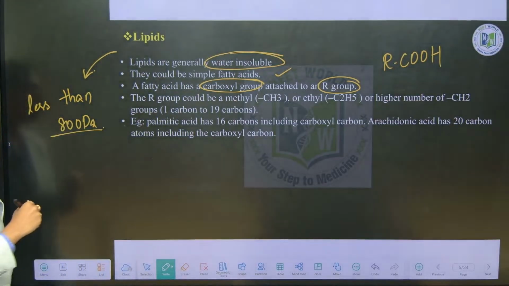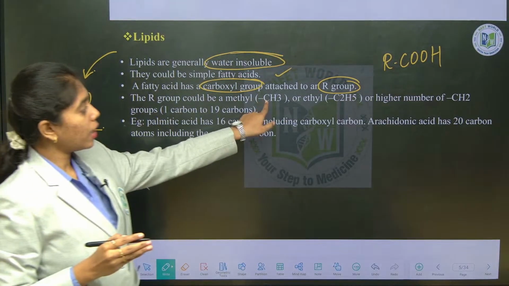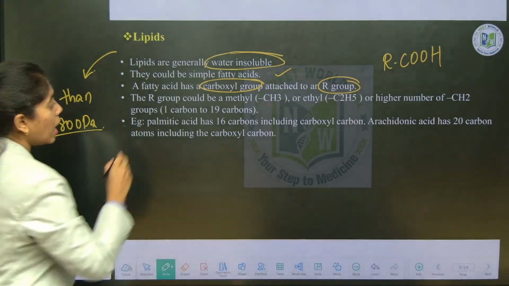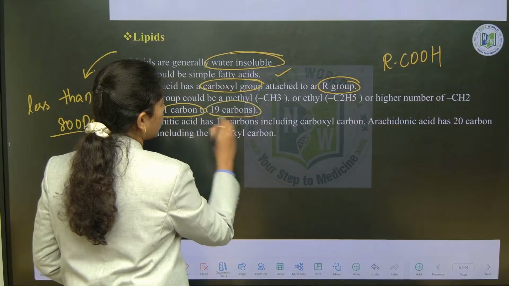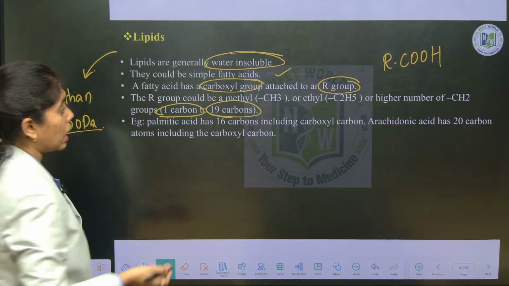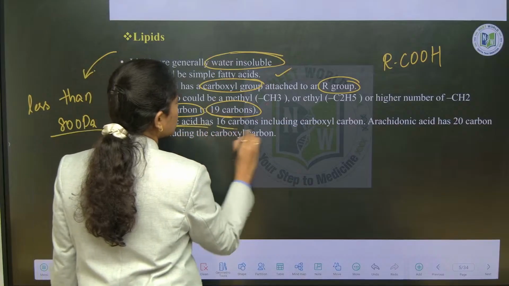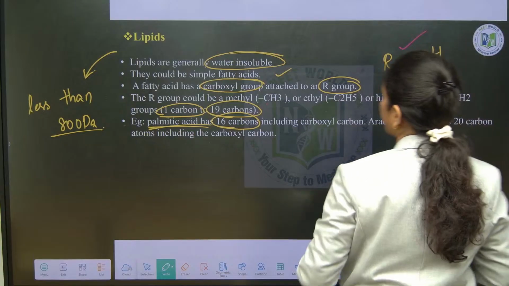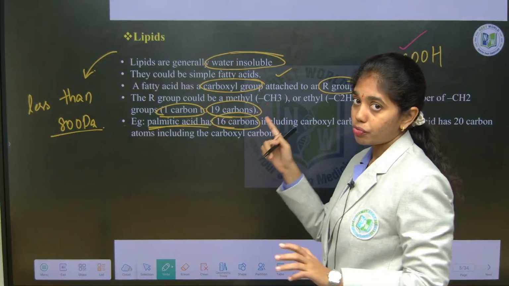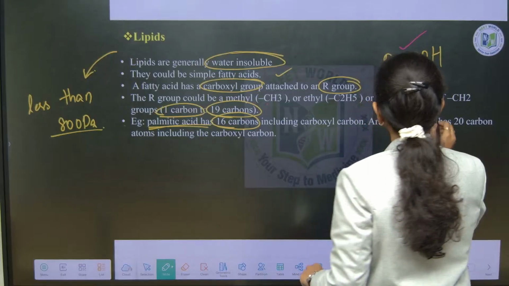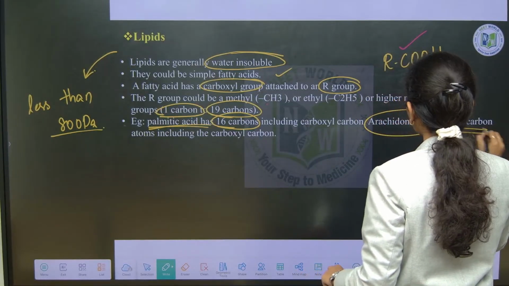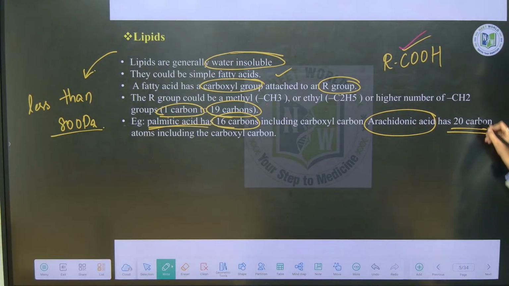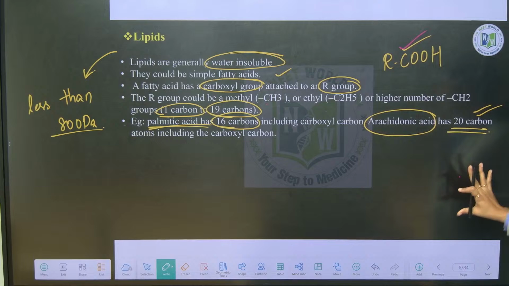Okay. Next, the R group could be methyl group or ethyl group, or highest number of carbons can also be present, like 1 carbon to 19 carbons. For example, palmitic acid will have 16 carbons including carboxyl carbon. Arachidonic acid, if you observe, has 20 carbons including carboxyl carbon. Till lipids it is fine, right?